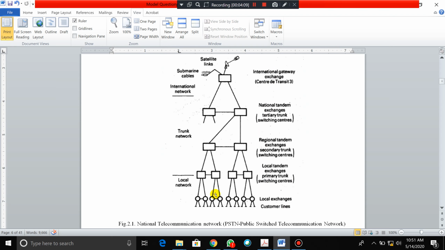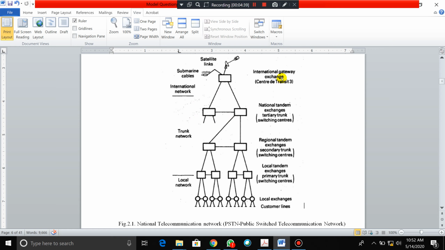These are customers. These big dot-like structures are called local exchanges, that is, the telephone exchange near our homes. This is the tandem exchange. This is the regional exchange, it may be for the states, the national exchange. For the South region, one tandem exchange may be there. For the North, some tandem exchange may be there. For the East, some tandem exchange may be there, like that.